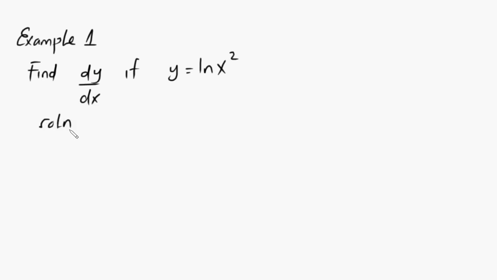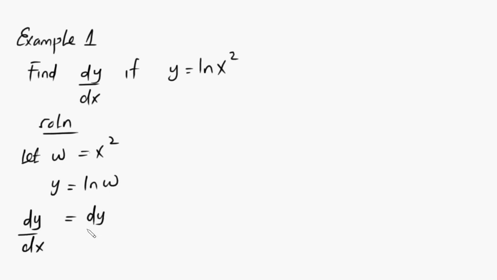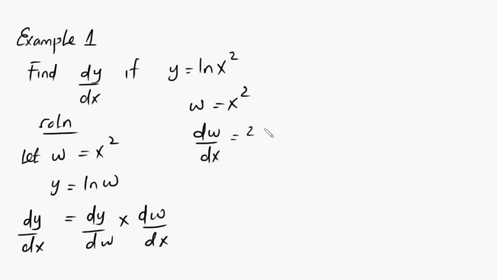So I'm going to use the chain rule now. I'm going to let w equal x squared. This simply means that y is equal to ln w. So dy/dx will be equal to, according to the chain rule, dy/dw times dw/dx. From w equals x squared, dw/dx is equal to 2x, and from y equals ln w, dy/dw is equal to 1 over w. I derived that earlier.